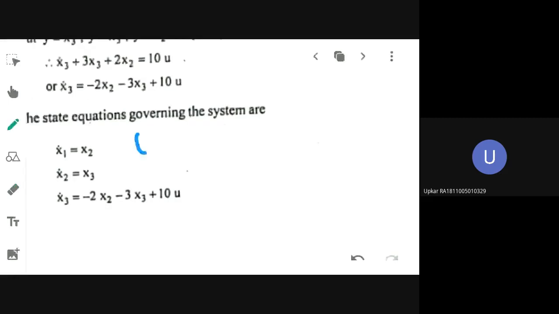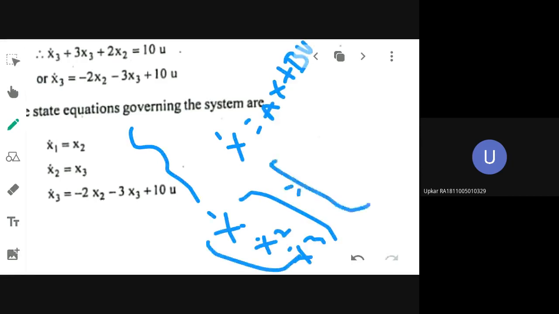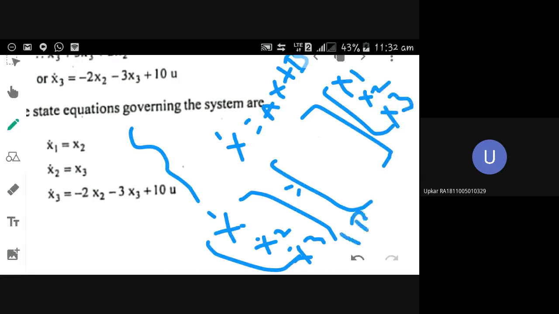With this I can write the state equation, which is of the form x dot is equal to Ax plus Bu. So tell me what is the equation. x1 dot, x2 dot, x3 dot, that is equivalent to my A matrix, that is 3 cross 3, it will be x1, x2, x3 plus B into U matrix.